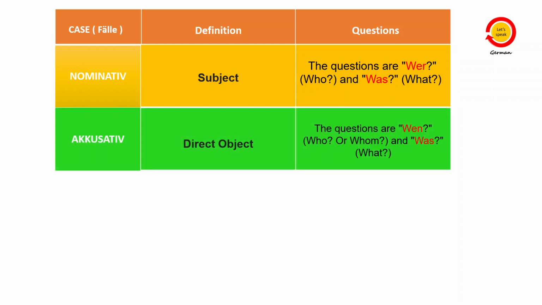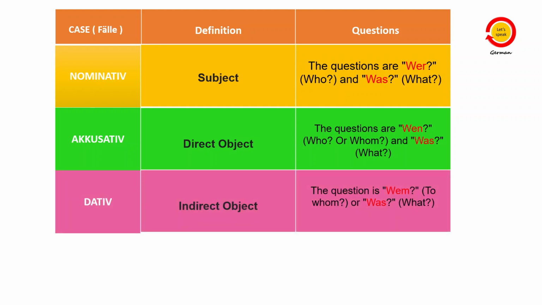Der Akkusativ or the accusative case is also known as the direct object. The direct object is the thing that is acted upon. We also use the accusative case after certain verbs and prepositions. The questions for der Akkusativfall are wen, who or whom, and was, what.